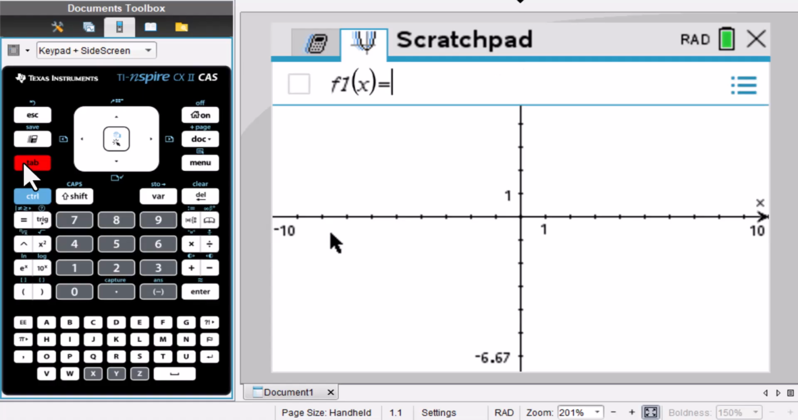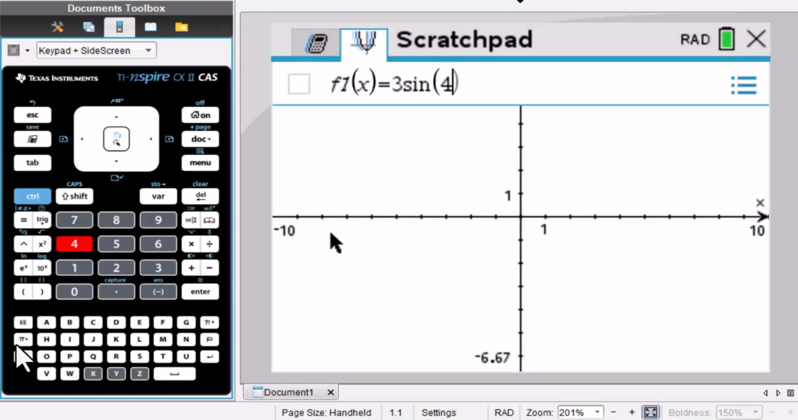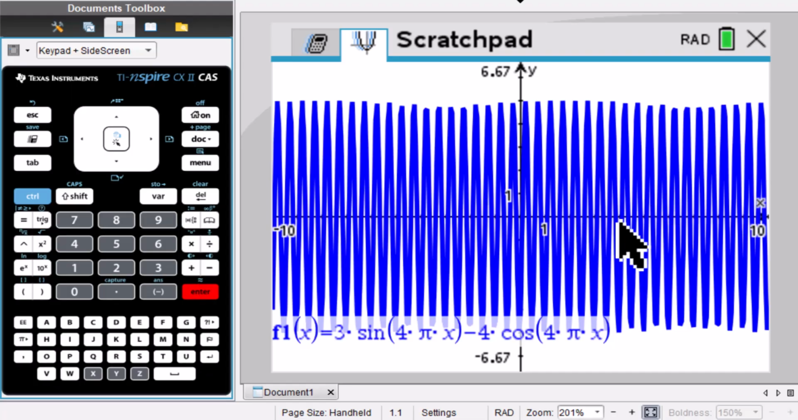Then go to this tab, f1 of x equals 3 sine 4 pi, pi is here, x minus 4 cosine 4 pi x. Then enter. You will get this really crazy graph. Then you need to change the window. Here the period is 1, so you can set up your window from 0 to 1 for the x axis. For the y axis, it's good enough.